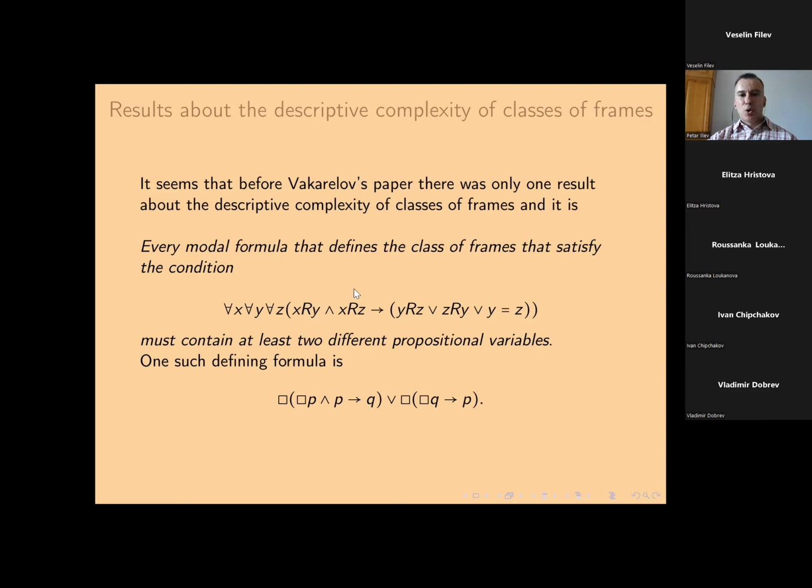And it says that every modal formula that defines the class of frames that satisfies this first order condition must contain at least two different propositional variables. And one such defining formula is this one. And I say at least two different propositional variables, I do not count the different occurrences of propositional variables. Each variable may occur multiple times, but what is claimed in this result is that every such formula will contain at least two different propositional variables, irrespective of the number of occurrences. So here we have P and Q in this formula. And you cannot define a frame that satisfies this first order condition with a modal formula that has fewer than two different propositional variables.